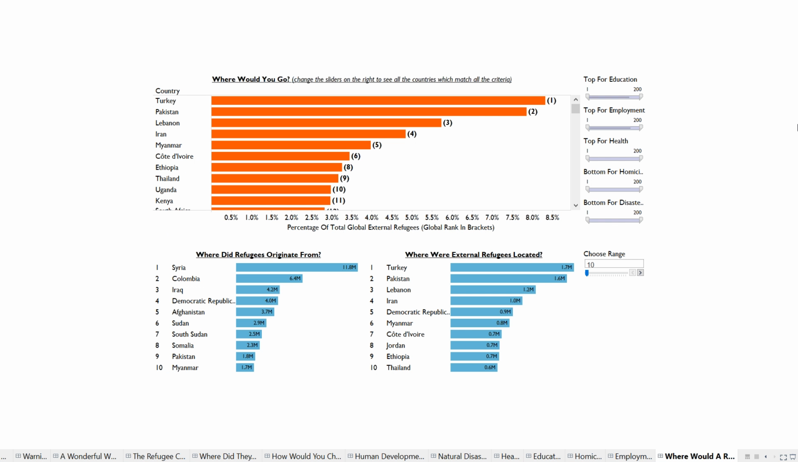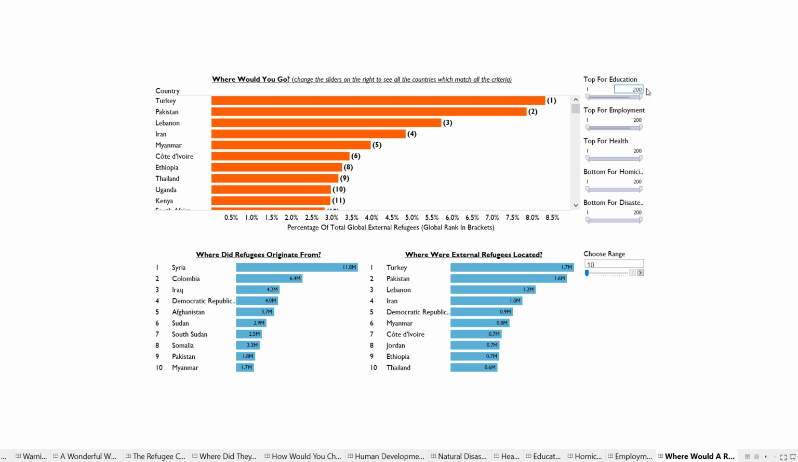And then we have this bullet chart at the top, which shows a rank of countries by their percentage of the total global external refugee population. And we have these sliders on the right. So we have their rankings for where they are in the education index, employment index, health index, homicide index and disaster index. So what we can do is see if there are any countries which match criteria which we decide.